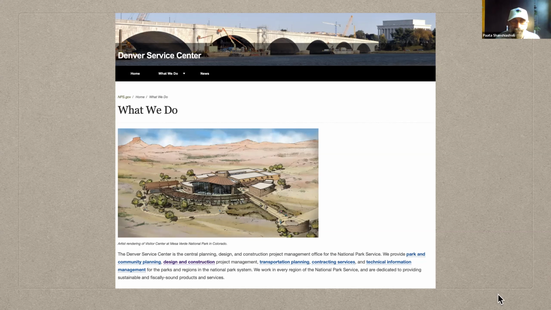We are a project management office. The parks do not, in most cases, except for the large parks, have engineering and architectural expertise. And so the Denver Service Center hires architects and engineers, and they actually do the design for the project. And then we hire contractors to build the project.